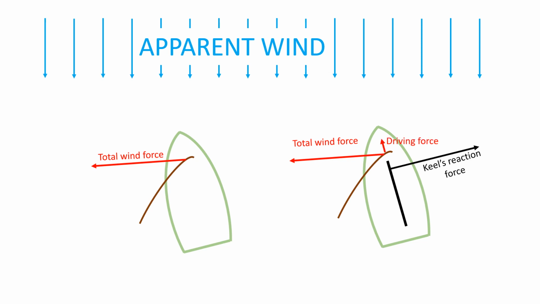One, the driving force in the keel's direction, pushed the boat forwards. The second component, the sidewise force, was perpendicular to the keel. This force was neutralized by the reaction force of the keel. As a result, the driving force pushed the boat diagonally into the wind. It looks like the boat is being sucked by the wind.